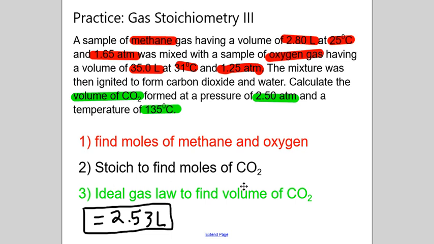So use stoich to find carbon dioxide. Ideal gas law to find volume of carbon dioxide. You need the green text up here to do that. So when you know moles, plug that in with this info to find liters in the ideal gas law, and there's your answer. So again, I would recommend that you guys try this problem out because it kind of puts all that stuff together, and you should get 2.53 liters.